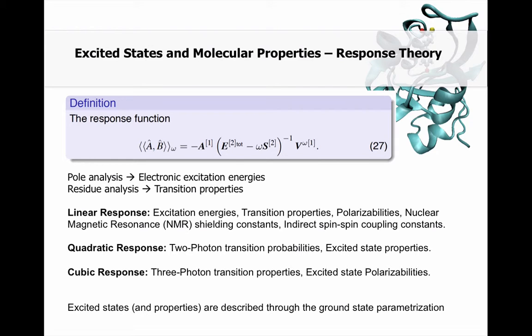From the level of quadratic response, we get two-photon transition probabilities and also excited state properties like excited state dipole moments. Through cubic response, we get three-photon transition properties and excited state polarizabilities, and so on. Now, all these excited states and also the excited state properties are described through the ground state parameterization, making this implementation here very general and capable of predicting a lot of different molecular properties that can be used to characterize the complex systems that we are interested in.